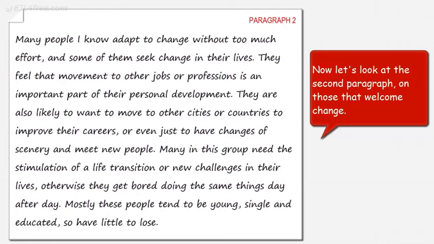Many in this group need the stimulation of a life transition or new challenges in their lives. Otherwise they get bored doing the same things day after day. Mostly these people tend to be young, single and educated, so have little to lose.